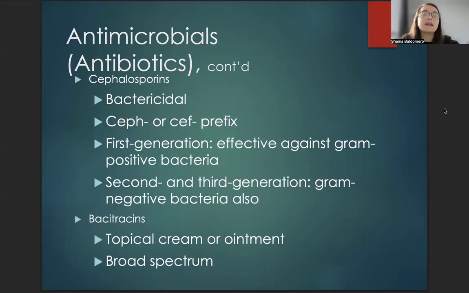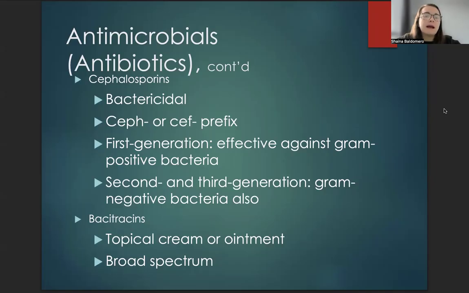We also have cephalosporins. So these are the ceph drugs. For example, cephalexin. These are also bactericidal. They are first generation effective against gram positive, second and third generation against gram negative bacteria. Again, what you need to know about this is that it's another broad spectrum. You are going to see that often. So cephalexin or any of the ceph drugs, we see that a lot. We use and treat small animals with it, it's a capsule form of cephalexin.